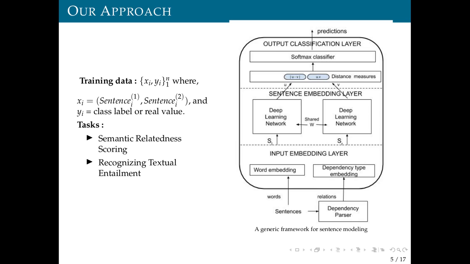In the second step, we propose a dependency type RNN which takes in these words and relations and produces a sentence vector. In the third step, the output classification layer takes the distance between these two sentence vectors, that is the absolute distance and the dot product, and gives it to a softmax classifier. The softmax classifier predicts a probability vector which is then converted into a class label or a real-valued score.